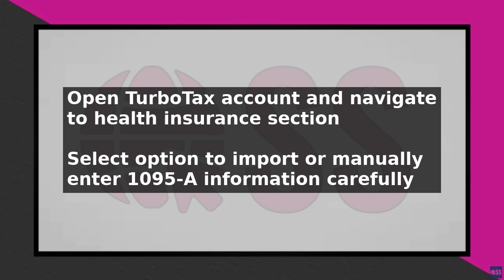Next, open your TurboTax account and navigate to the health insurance section. Select the option to import or manually enter your 1095A information. If importing, ensure the file is in the correct format and upload it to TurboTax. If manually entering, carefully type in the required information from your 1095A form.